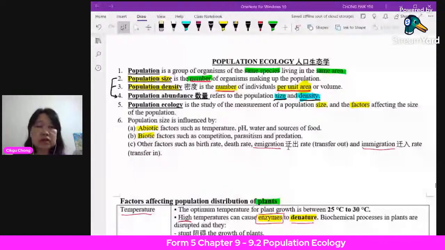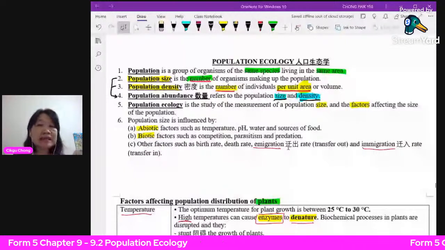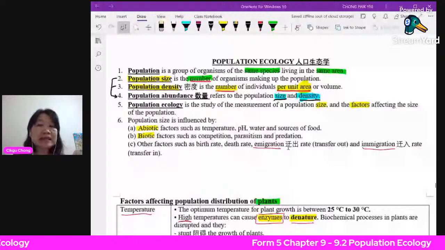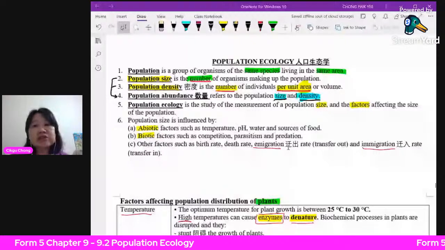So they move away. Okay, berpindah. Immigration is coming in. So maybe new organisms from another area just move into the neighborhood. Okay, this is immigration. They come in, so they transfer in or they transfer out. This also affects the population.